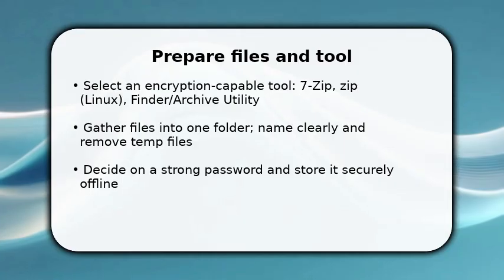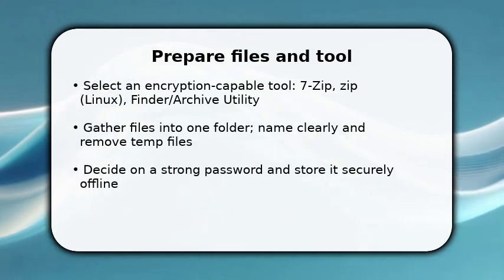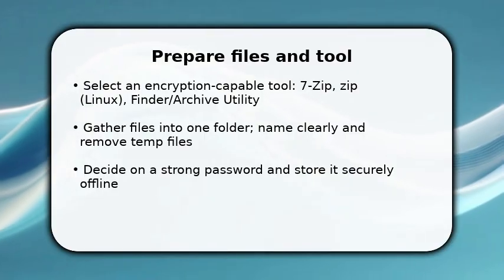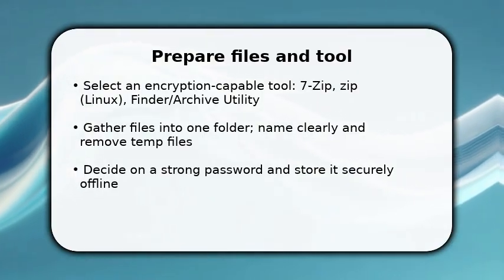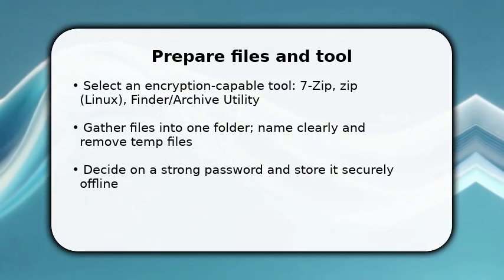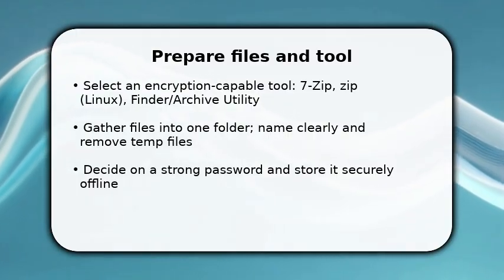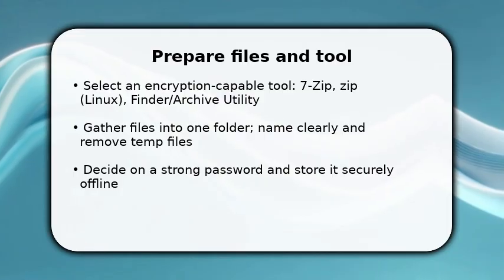Enjoy the video. You start by choosing a tool that supports password-based encryption. 7-Zip on Windows or zip with -e on Linux are common choices. Once chosen, put the files you want to protect into one folder so you don't miss anything.